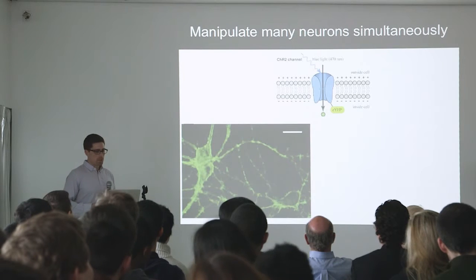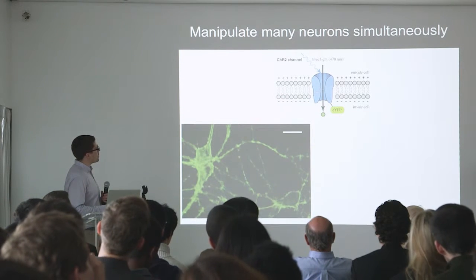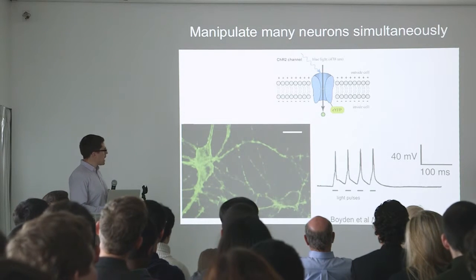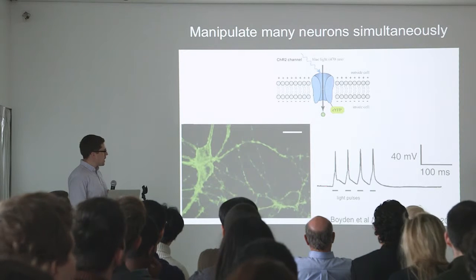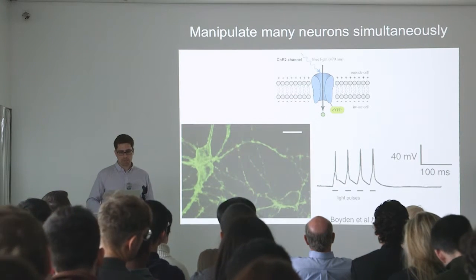And just to show you an example of one of the early experiments, this is a neuron that's expressing this protein as well as a fluorescent marker so that we can see it. And when you flash the light pulses on, you can see the action potentials, these electrical all or none events that are generated in this neuron.